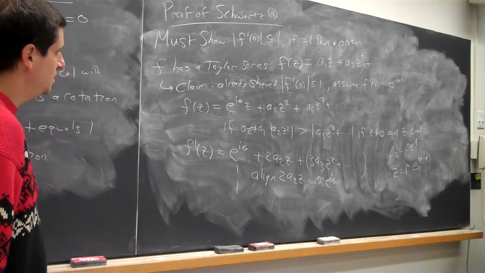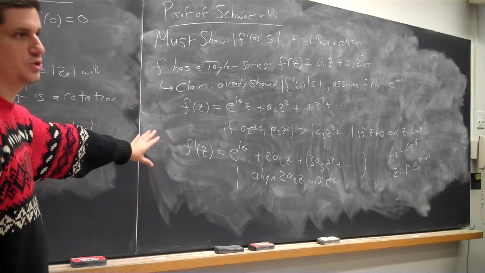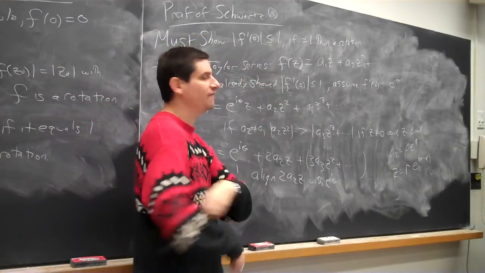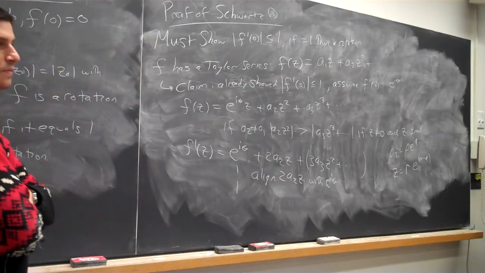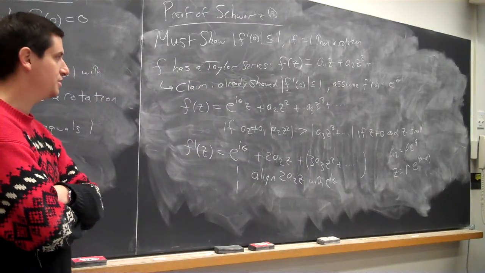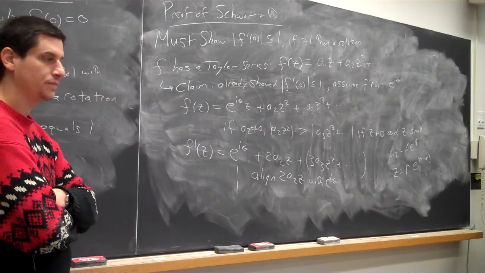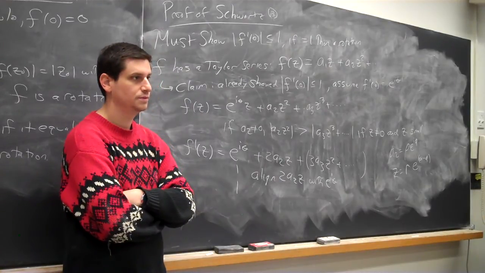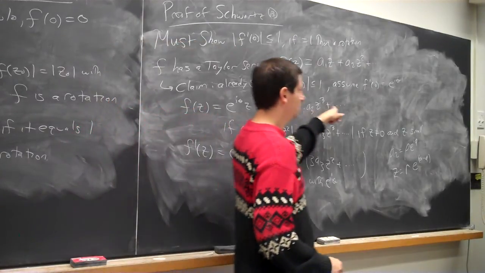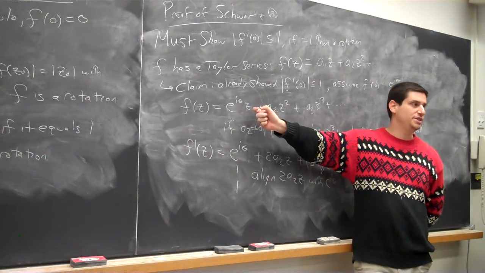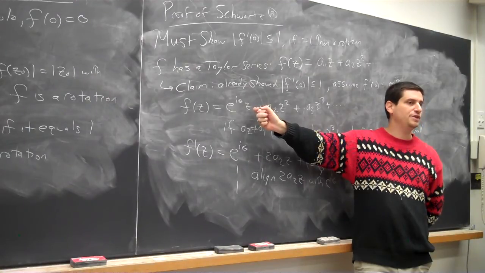Now, this finishes the proof of all of Schwarz. So Schwarz is now done. Now the only thing is, we did use the book's proof to show that f prime was at most 1. Can we do that without using the book? Can we argue just directly from Taylor series expansions? So let's go back to this line. We know that the absolute value of f is less than or equal to the absolute value of z, and they have equality if and only if it's a rotation.